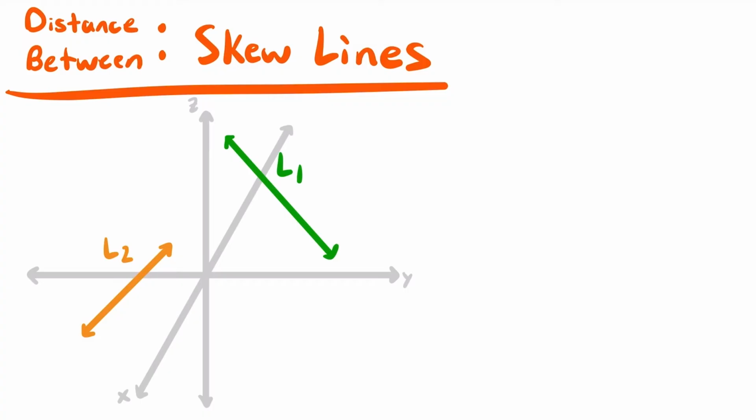And that seems like a difficult task at first, but what's going to be helpful in determining the distance between two skew lines is realizing that any two skew lines in 3D space will be contained by parallel planes. We could create two parallel planes where each of them would contain one of these two skew lines. And so let me show you what I mean.